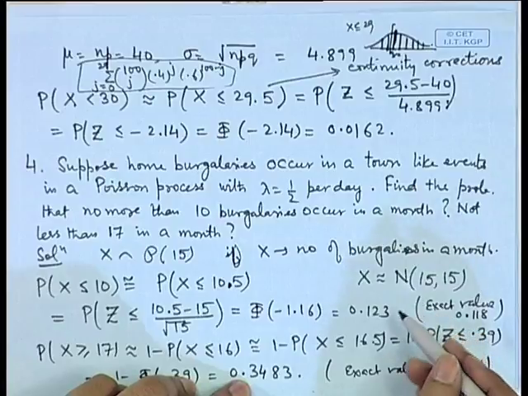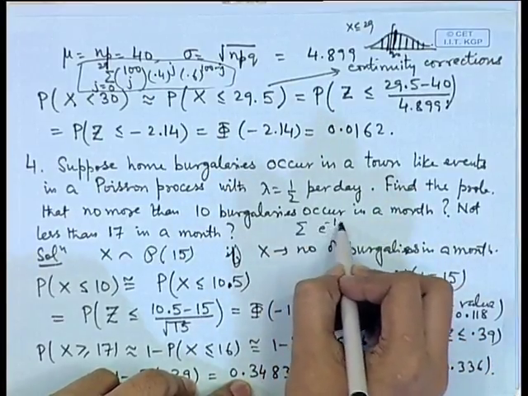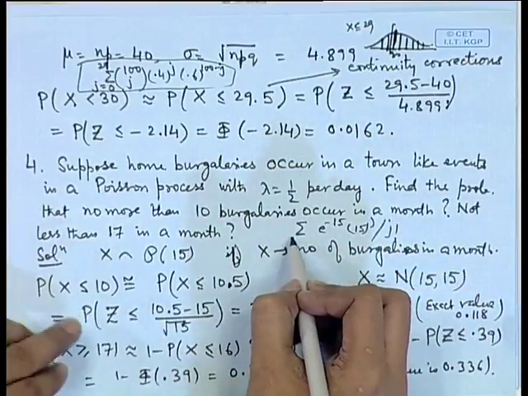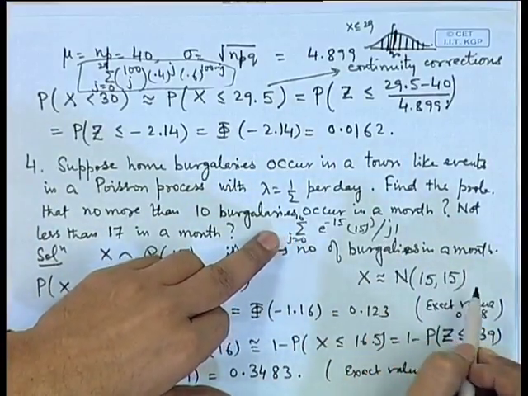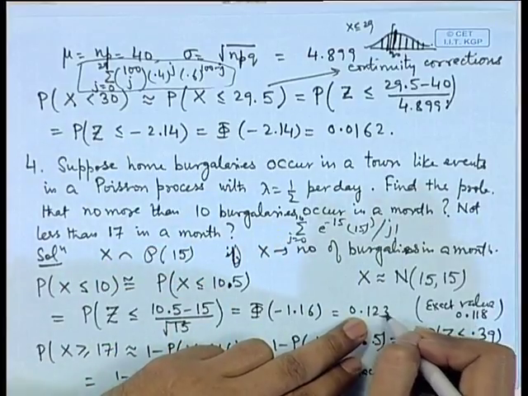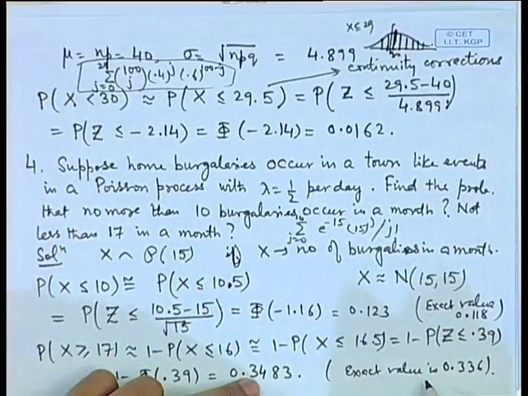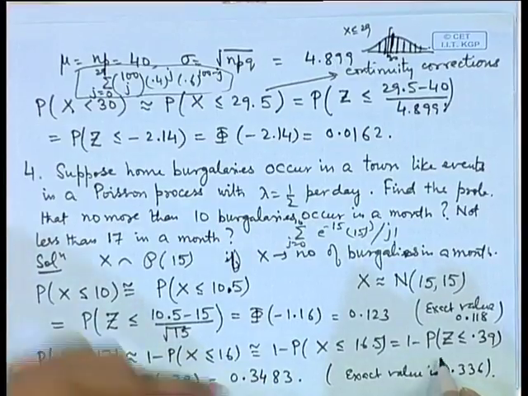If we compare with the exact value which we could have calculated from e to the power minus 15, 15 to the power j by j factorial, in the first one with j equal to 0 to 10, then this value is actually 0.118. So, you can see that there is a very small margin of error even for lambda equal to 15. In the second one, the value is 0.3483 by approximation and the exact value is 0.336. So, the error margin is extremely small.